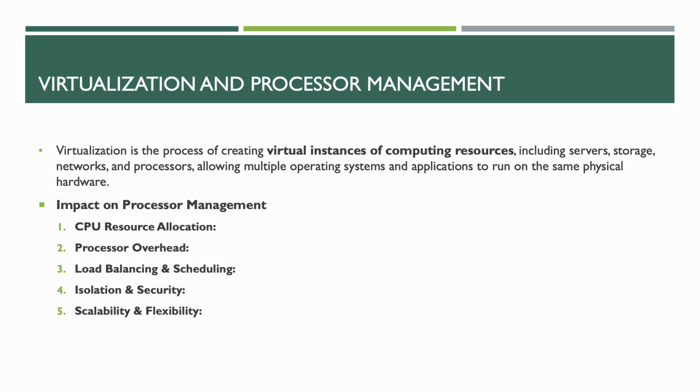Okay, load balancing and scheduling. Virtualized environments dynamically distribute processing loads across available CPU cores. Isolation and security. Virtualization ensures process isolation, meaning one virtual machine's failure does not affect others. Scalability and flexibility. Businesses can scale CPU resources up or down depending on demand. Cloud platforms like AWS, Azure, and Google Cloud use virtualization to provide on-demand computing power.